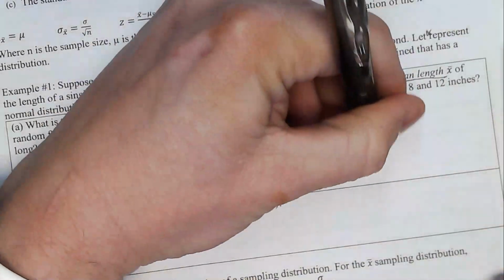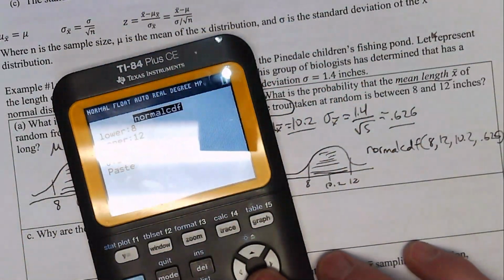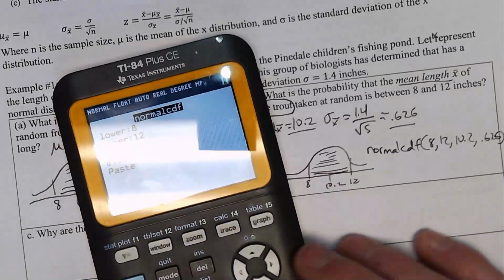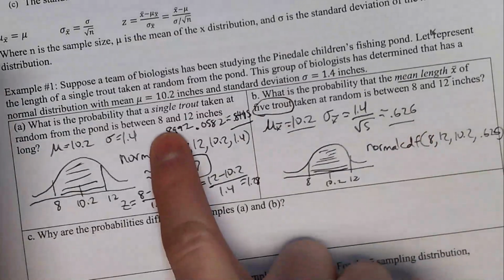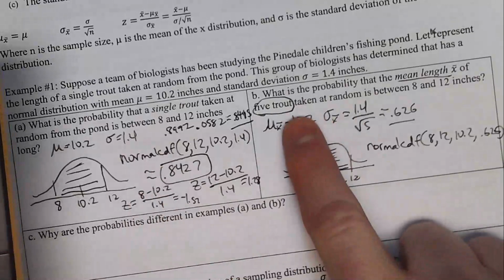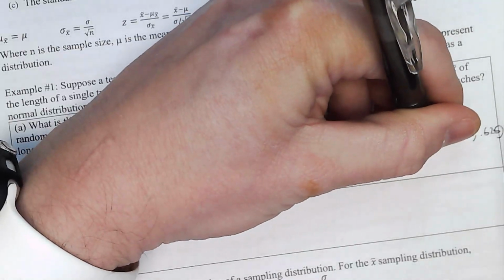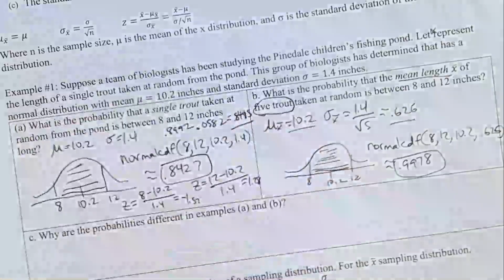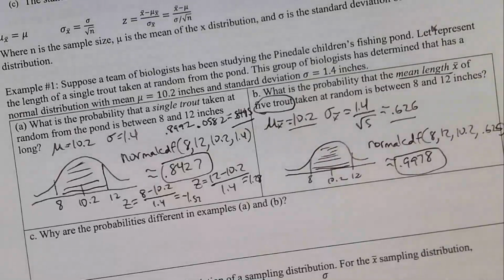So I'll do normal CDF. I'll probably confuse you with the z stuff. 8, 12, 10.2, 0.626. So the only thing that's changing here is the standard deviation. If I do one at a time, it's basically divided by the square root of 1, so it doesn't change the standard deviation. If I do more than one at a time, I divide by the square root of n. So this would be 0.9978. And so a lot higher probability, because the average of 5 is going to be a lot closer to the mean than one single one.